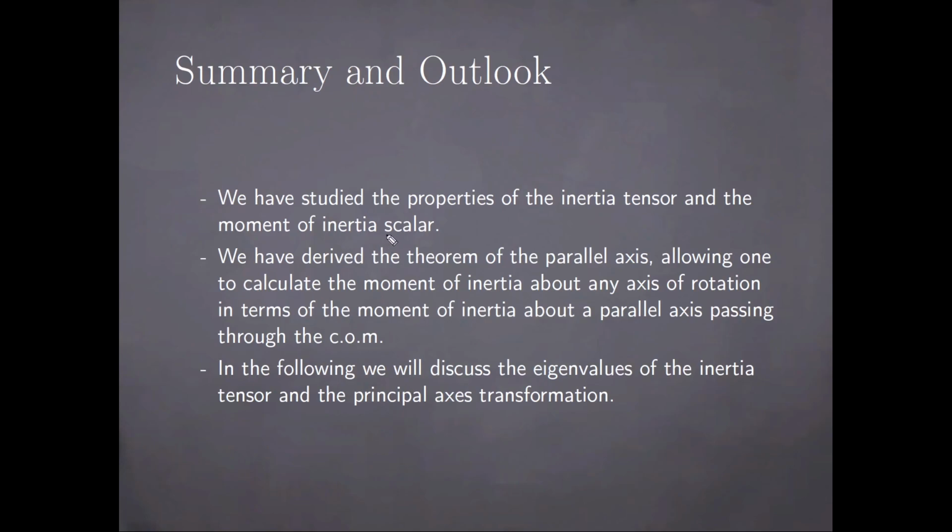In summary, we have studied the properties of the inertia tensor and of the moment of inertia scalar. We have derived the theorem of the parallel axis, allowing one to calculate the moment of inertia about any axis of rotation in terms of the moment of inertia about the parallel axis passing through the center of mass. And in the following we will discuss the eigenvalues of the inertia tensor and the principal axis transformation.